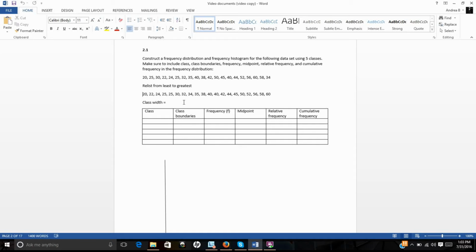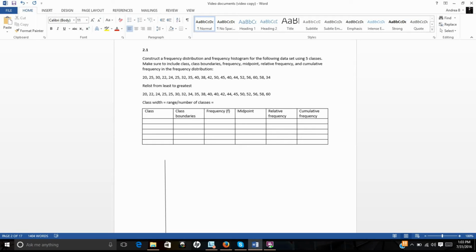So after you get those listed in order from smallest to largest, you'll want to figure out what to use for your class width. So just like it has in the book there, to find that, you're going to want to do your range, which is your highest minus the lowest value, divided by the number of classes.